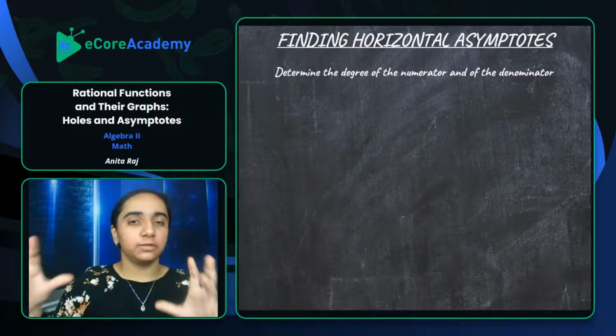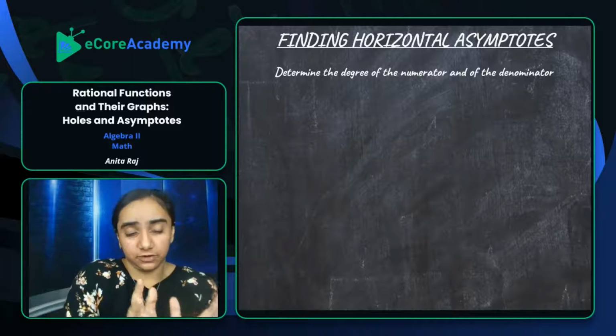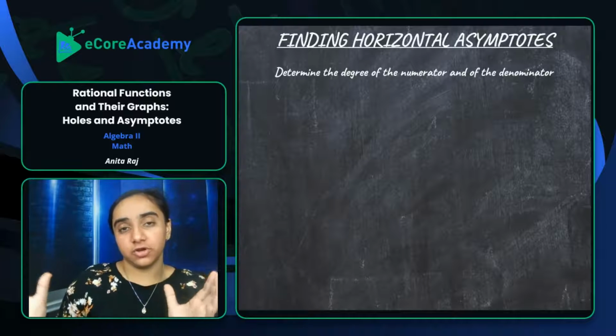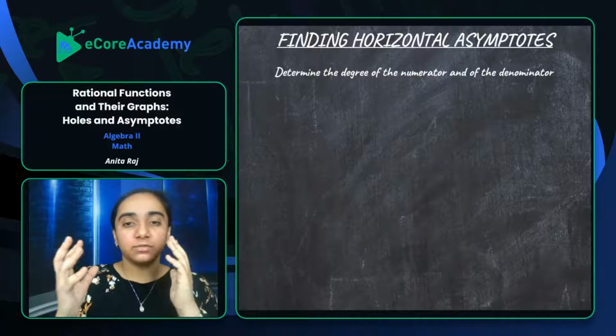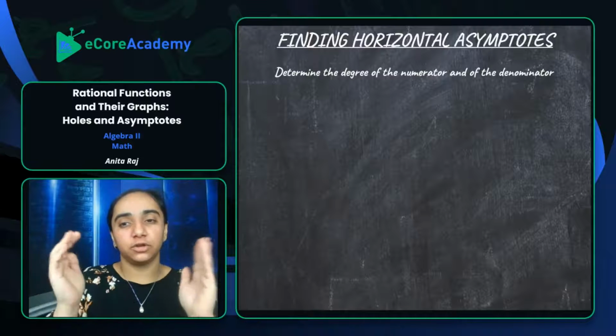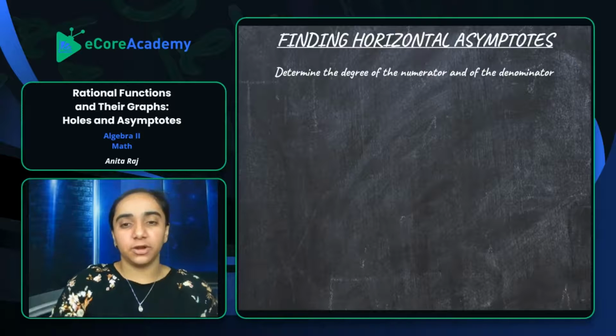So the degree of the polynomial in this case, where the first term was x cubed, is third degree. So it's going to be a cubic. You're going to determine what that degree is for the numerator p of x and the denominator q of x. And then after determining that, I'll tell you where to go.